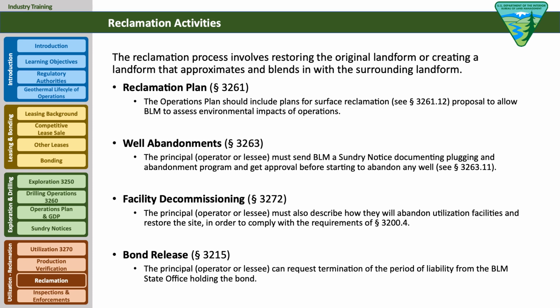Next, for well abandonments, the principal operator or lessee must send BLM a sundry notice documenting the plugging and abandonment program and get approval before starting to abandon any well. For facility decommissioning, reclamation plans are also included in the utilization plan and describe how the operator will abandon utilization facilities and restore the site. However, the principal operator or lessee may also file a request with BLM for a variance for the approved utilization operations from the requirements of Section 3200.4.